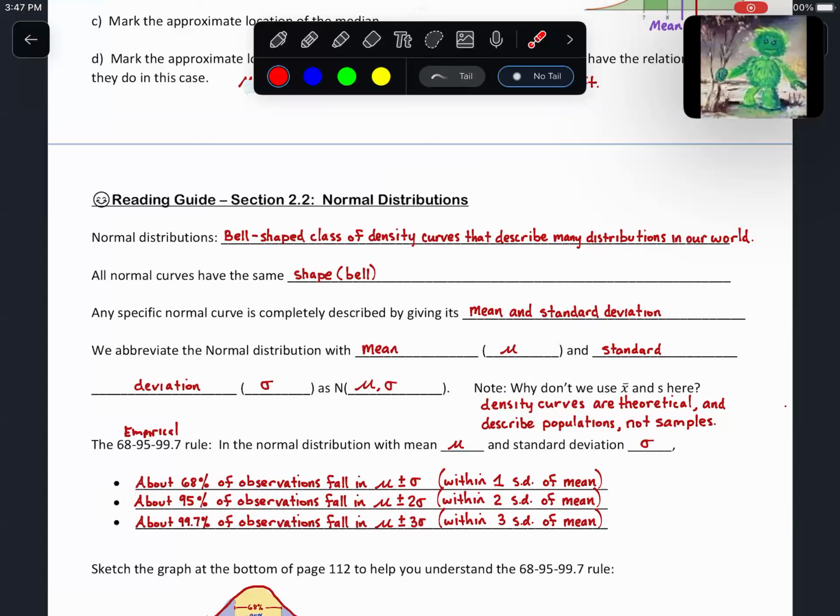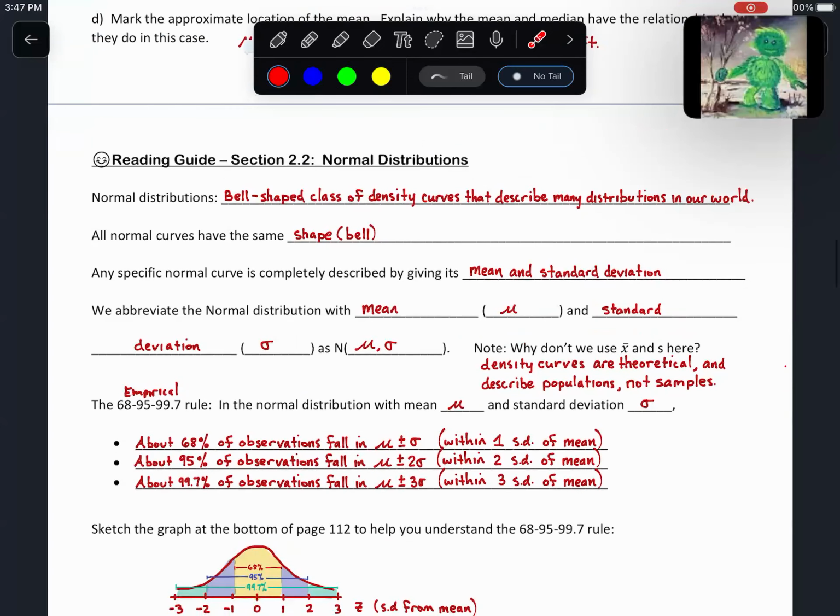68, 95, 99.7. So 68% of observations in any normal distribution are within one standard deviation of the mean. But that includes either direction. So really, as we'll see in a second, it's like 34% out of that 68% is to the right. The other 34% is to the left of the mean. Okay.